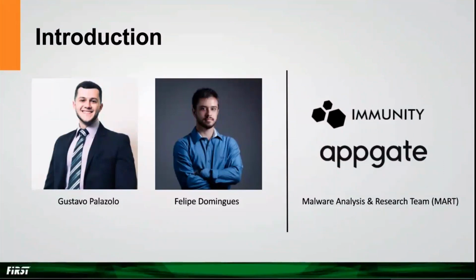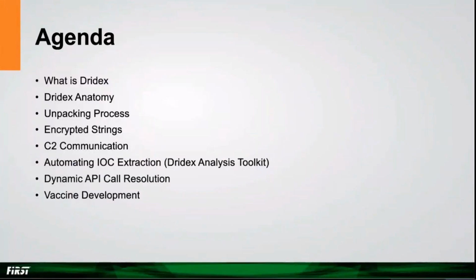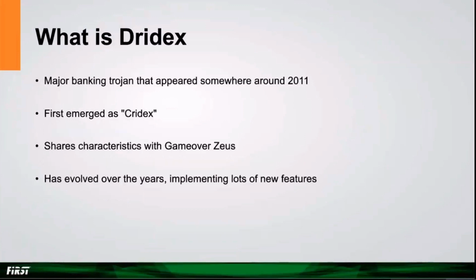Let me go over really quick the presentation's agenda. We will start with a brief introduction about Dridex, showing its anatomy and how it usually works. Then we will demonstrate how the payload can be obtained when you have the packet file. And once we have the payload, we will cover some of the main features of this malware, such as the encrypted strings, the C2 communication, and also what we did to automate the actionable data extraction with a Python script. Later, we will demonstrate how Dridex works when it comes to Windows API resolution and how we exploited that to create the vaccine.